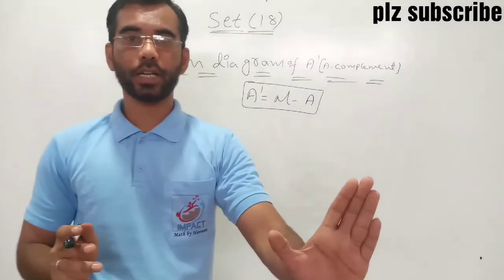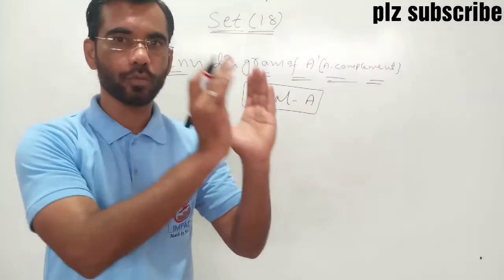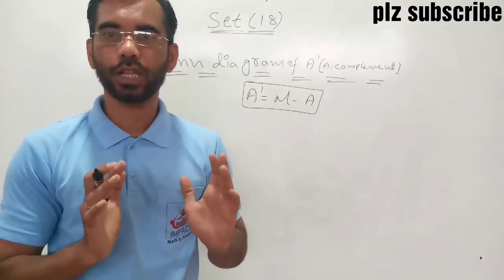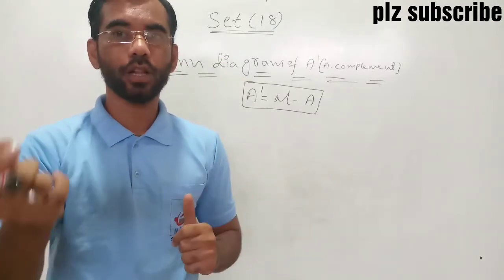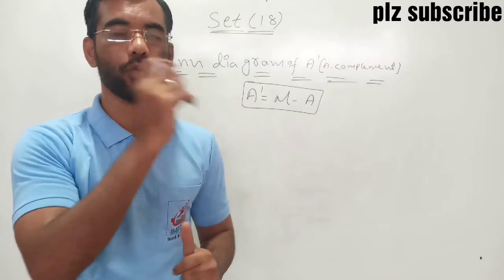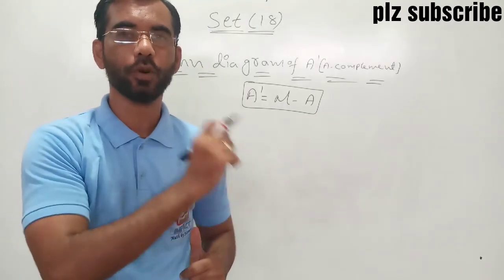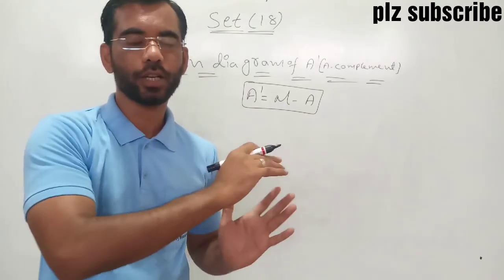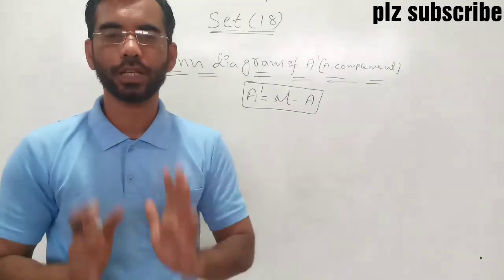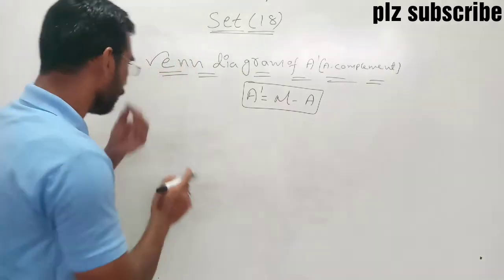And remember one thing: all the elements you are taking in A should be present in mu. Mu is the universal set. But it is not necessary that all the elements in mu should be present in A. We will do one problem.